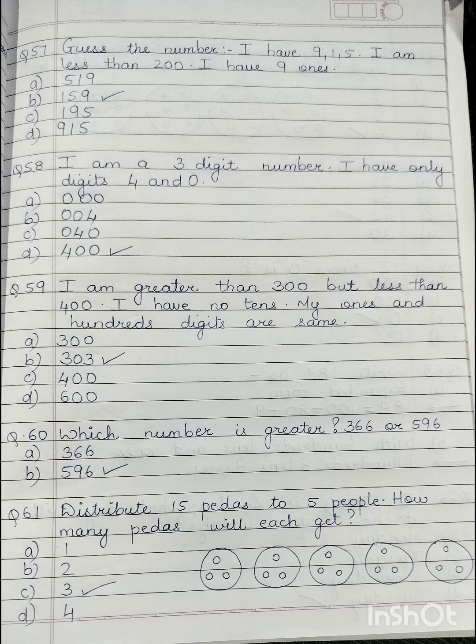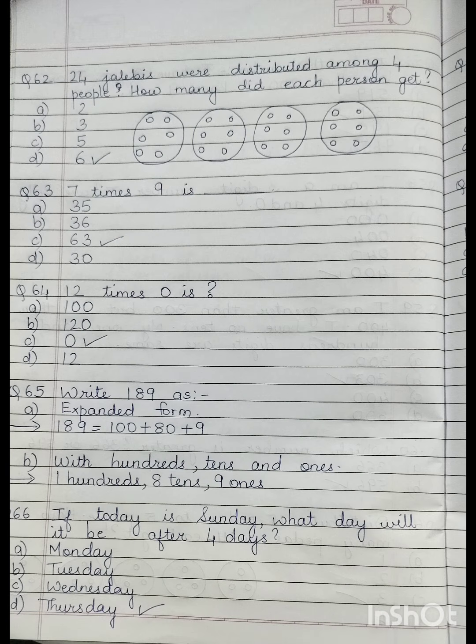Next. Distribute 15 pedas to 5 people. How many pedas will each get? The correct answer is 3. Next, 24 jalebis were distributed among 4 people. How many did each person get? The answer is 6. Next, 7 times 9 is 63. 7 nines are 63. 12 times 0 is 0.